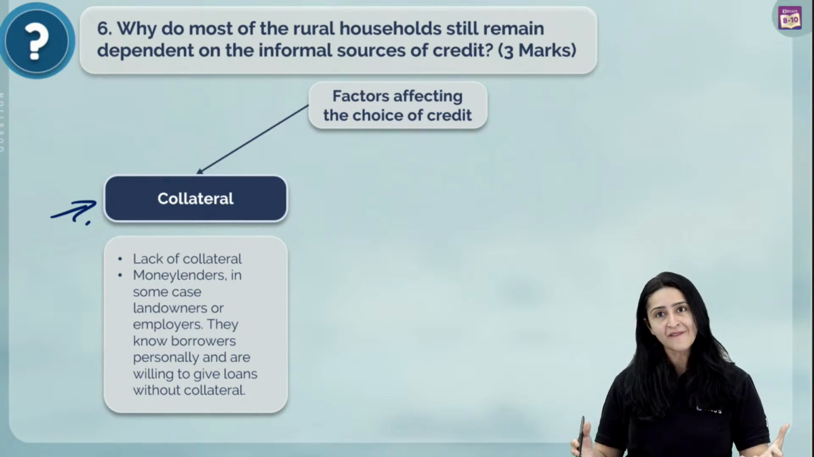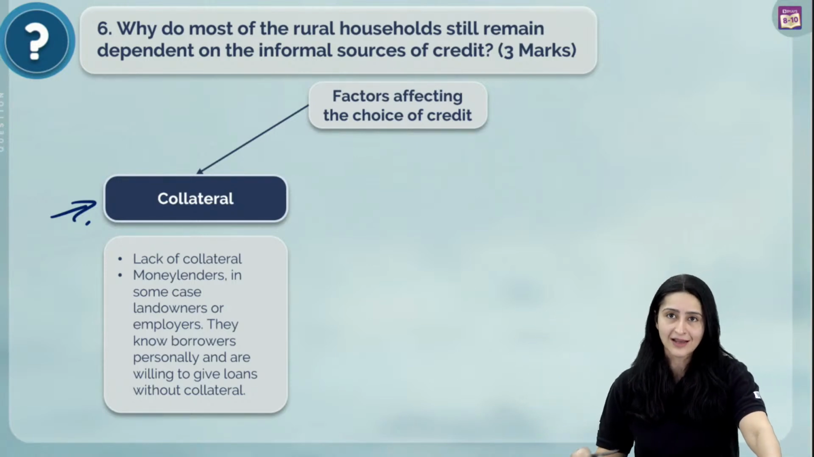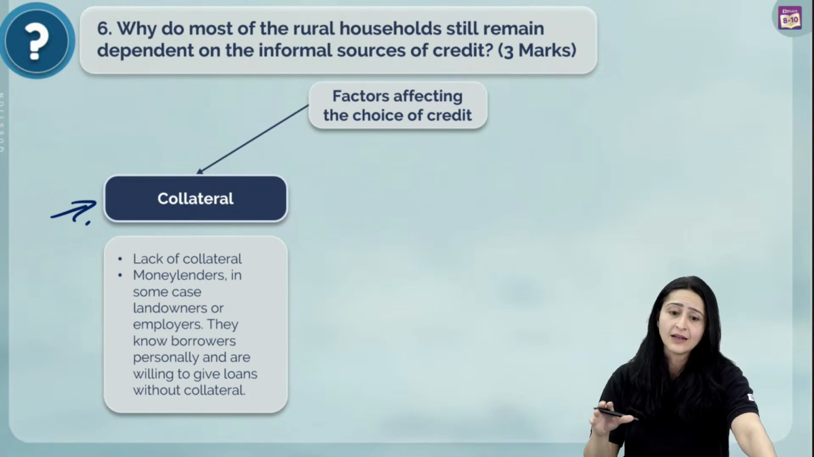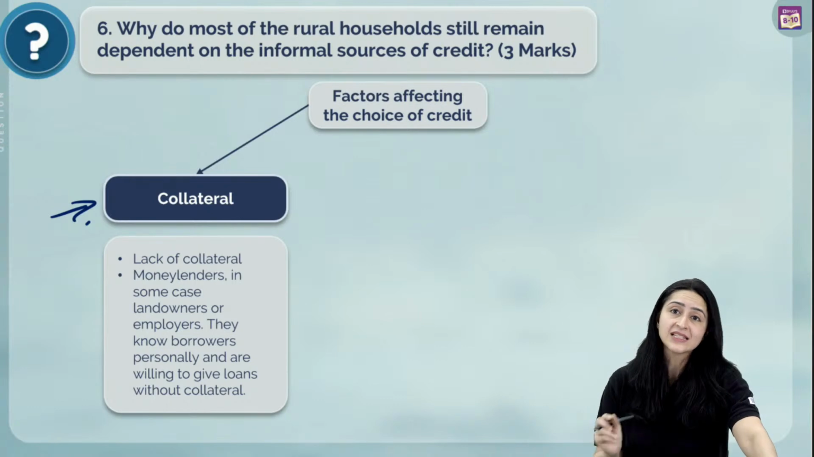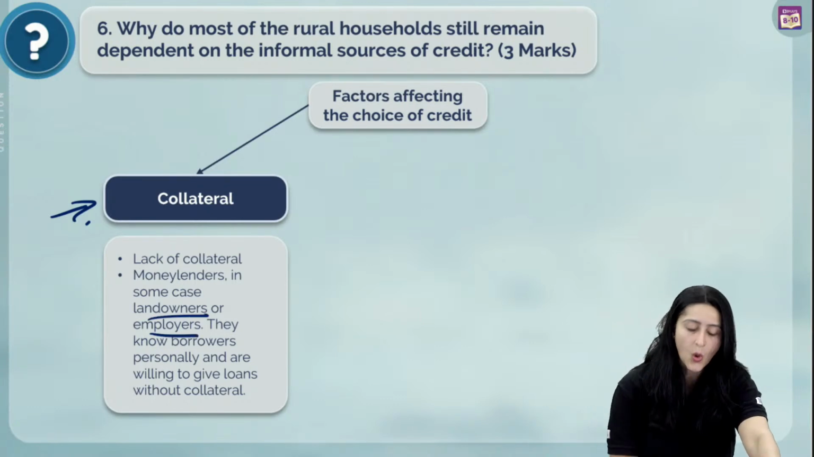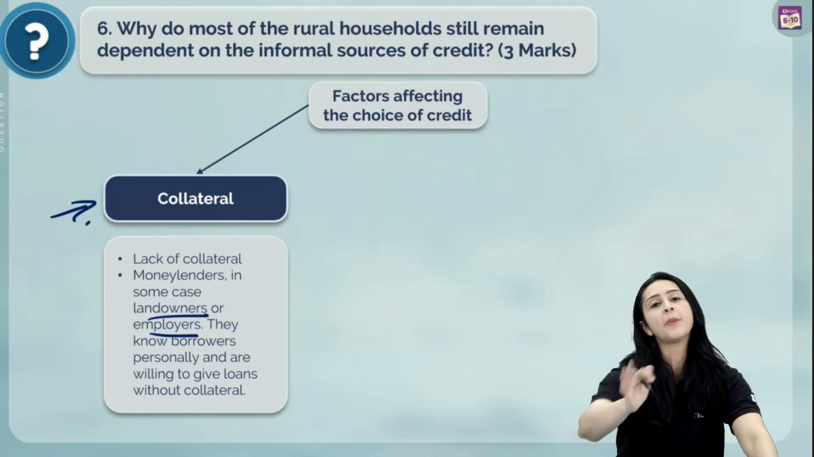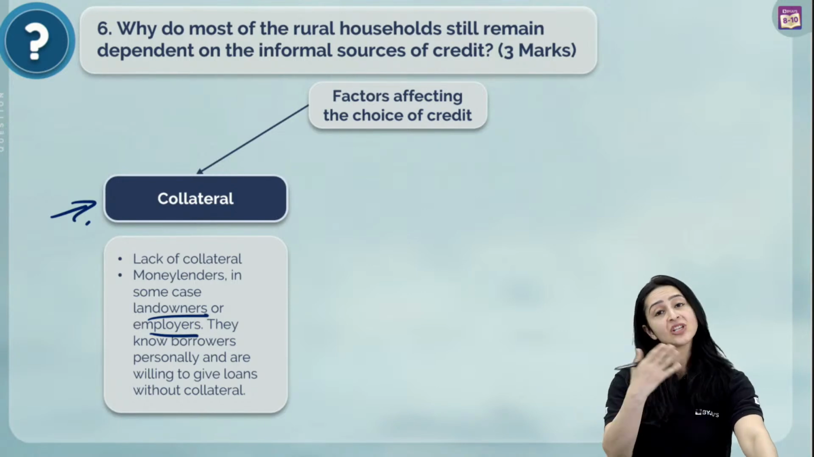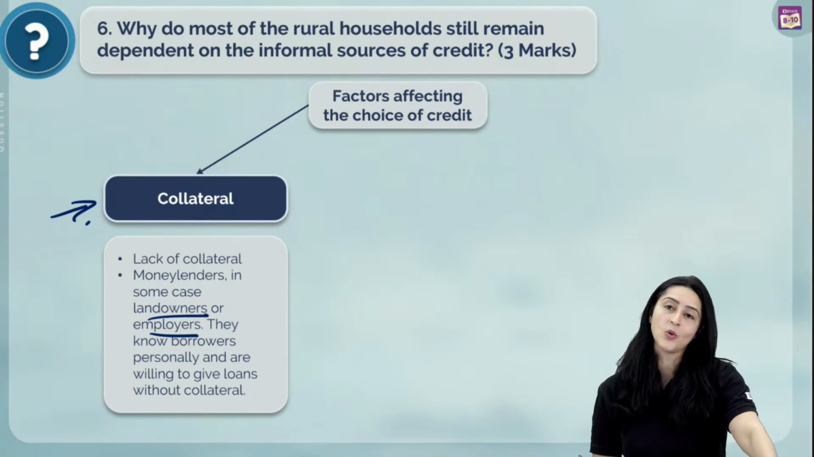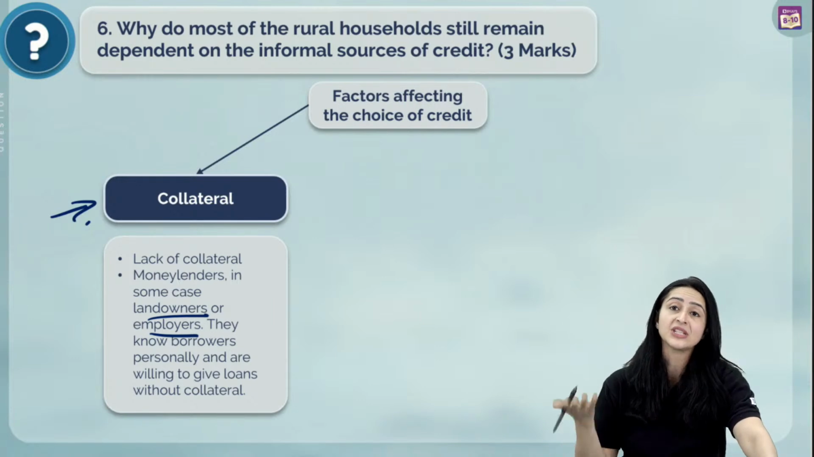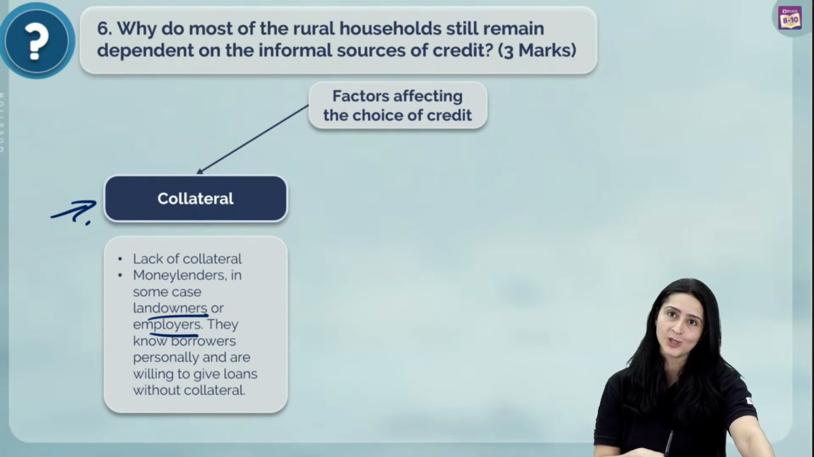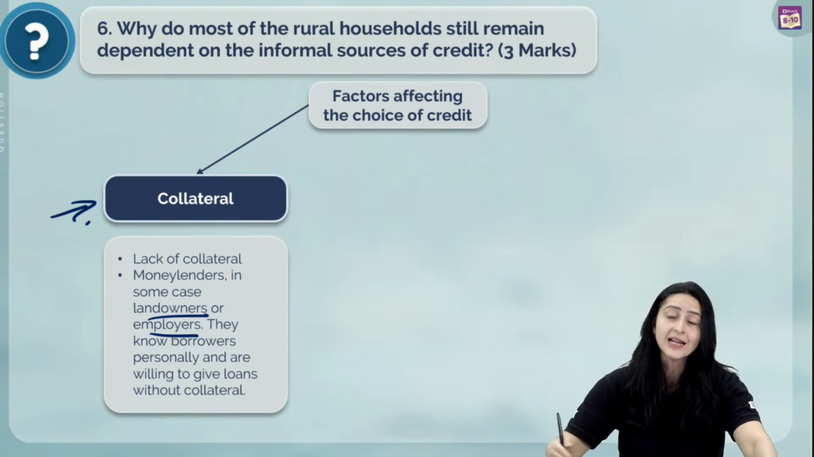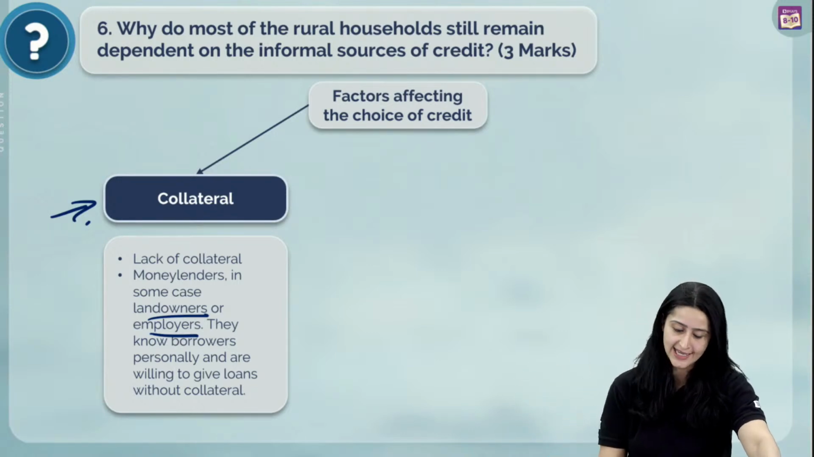Also, in the rural areas or with the poorer sections of society, the money lenders are who? They are basically the landowners or the employers, and they know the borrowers personally. So they actually agree to go ahead and give that loan without a collateral, which then makes it much easier for these people to take a loan from an informal source, right? It may not be good in the long run, but to get the loan, it's actually easier.